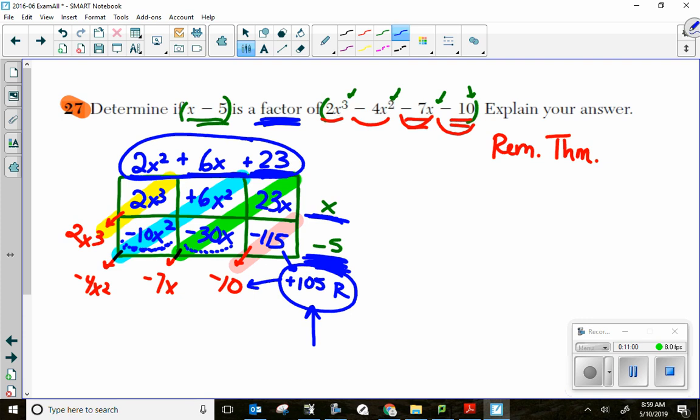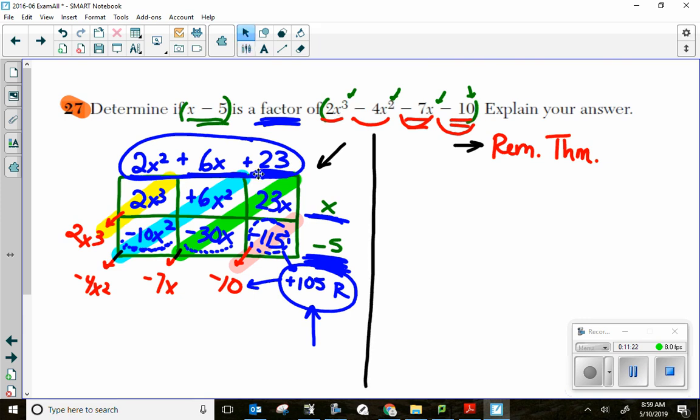My remainder is 105. If my remainder would have been 0, if I would have gotten a negative 10 here, then I have 0 as my remainder, and it is a factor. Now, that's one way to do this, using division. And I don't mind if kids do that. It takes a little bit longer to do it this way than it does to do it this way. However, that reinforces the reverse tabular division, which some kids need practice on and some kids get.